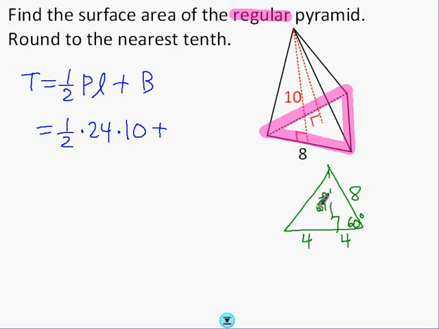So, using our formula for the area of a triangle, it's going to be 1/2 base. This is a little b. The base of this triangle is 8 times the height, which is 4 square root 3. And again, plug this directly into the calculator. I'm not going to do that. I can't do the square root of 3 and all that in my head.